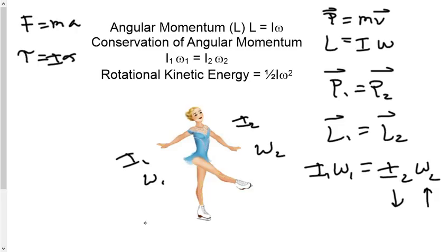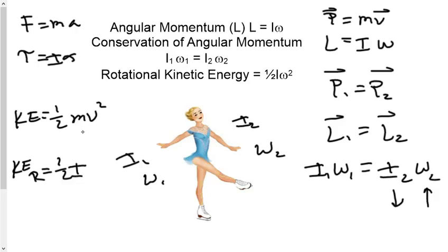Now finally, she must have some rotational kinetic energy. All things that are rotating have some kind of rotational kinetic energy. In the linear sense, we say kinetic energy equals 1/2 mass times velocity squared. If we translate that into rotational kinetic energy, often I put a subscript r there to differentiate. So I'll have 1/2, and m is now I, the moment of inertia, and v is now omega, and we'll put a squared on that. So our rotational kinetic energy equation is 1/2 I omega squared.